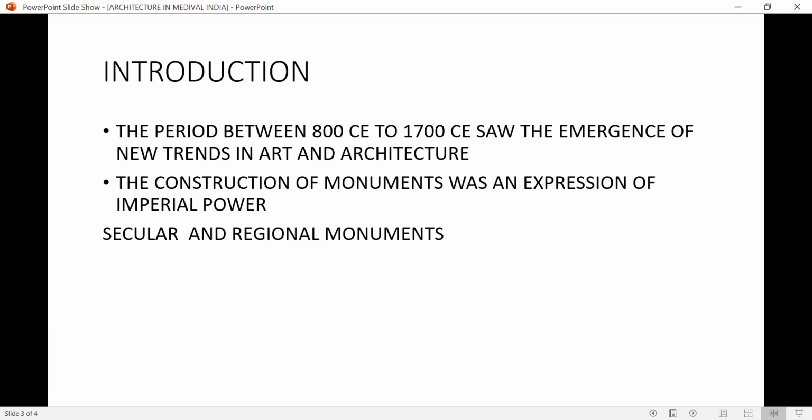For example, your birthday comes on a particular day, say 15th May. It will come on 15th May only. It cannot come on 15th July, or 21st July, or any other day. In the same way, the period between 800 and 1700 CE was the time when people started to have new trends and new types of interest in art and architecture.